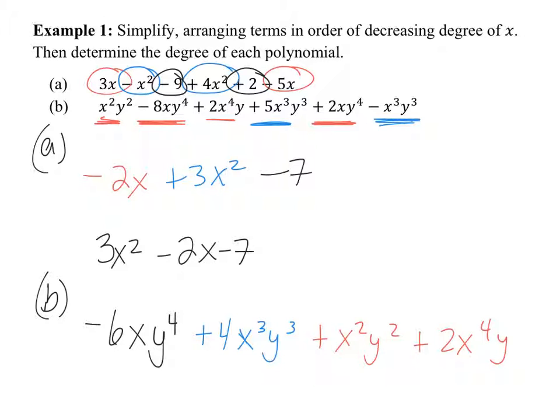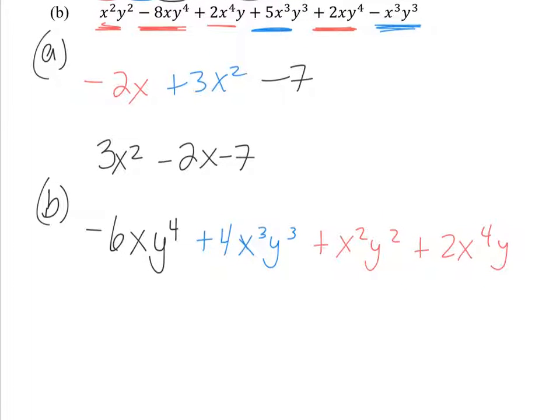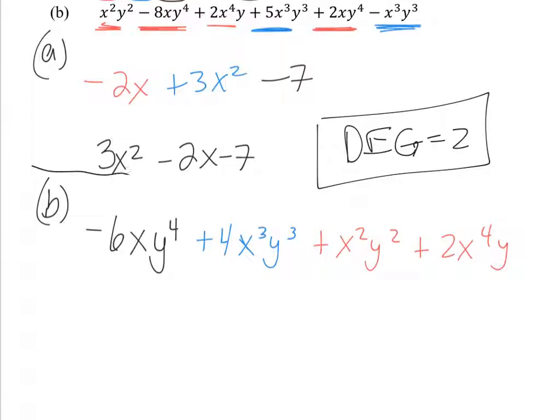Now, if I wanted to write this in decreasing degree according to x, what would this one look like? Decreasing degree in order of x. Just in order of x.